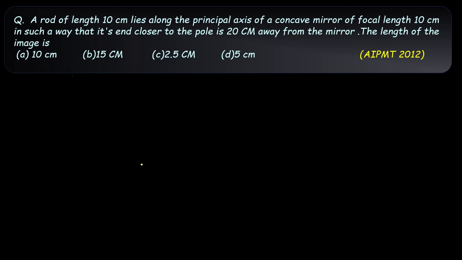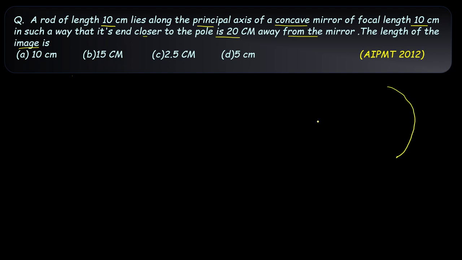Anyway, a rod of length 10 cm lies along the principal axis of a concave mirror whose focal length is 10 cm, in such a way that its end closer to the pole of the mirror is 20 centimeter away from the mirror, and the length of the image is something that we have to find. So if I were to describe the situation, it is like this.